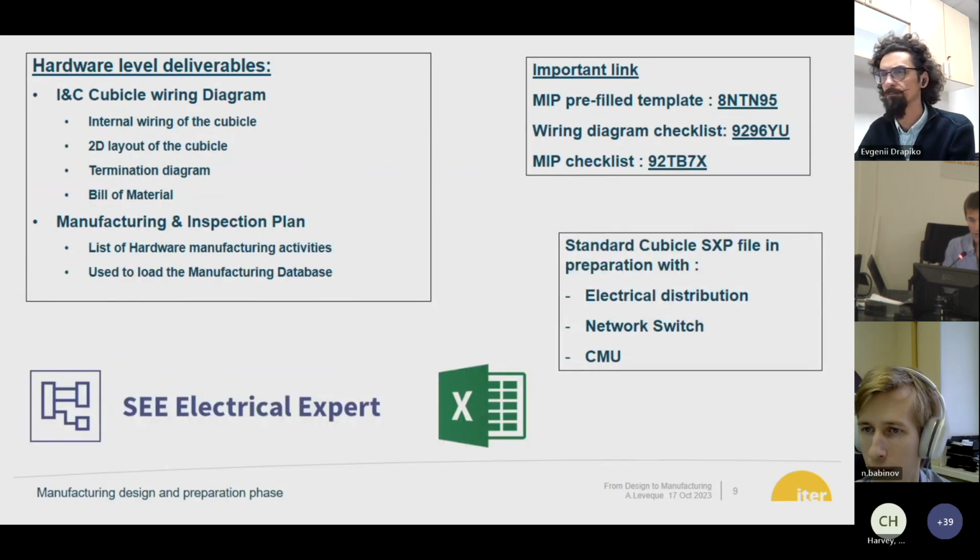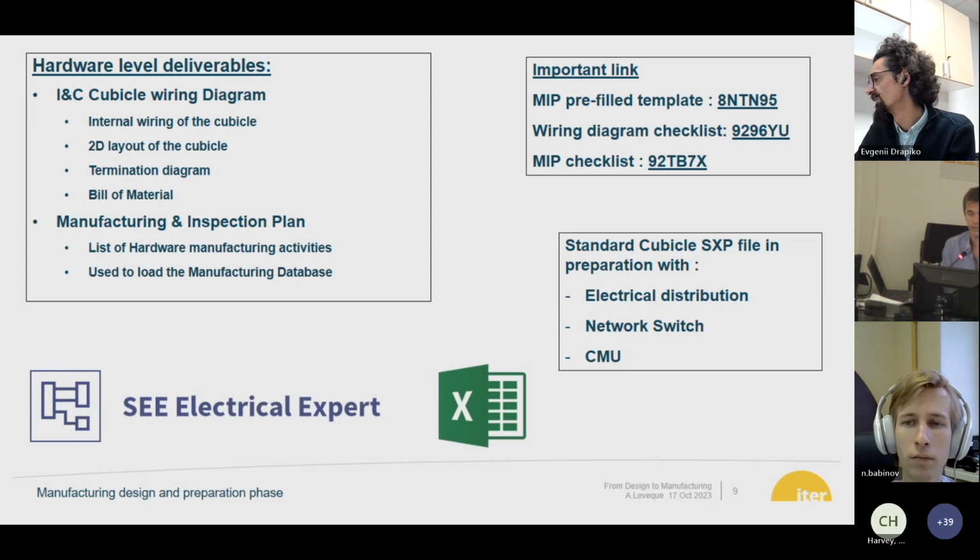Another very important document for an MRR is the INC cubicle wiring diagram. We need to produce this wiring diagram with the SE Electrical Expert tool. It is a requirement, and it is quite expensive software, so you have to think about how to get the software resource. I hope you all know Ranjit. He can support you to get training if you need it, and to get the license on your side. What we want to see in this wiring diagram is all the internal wiring and the 2D layout of the cubicle.